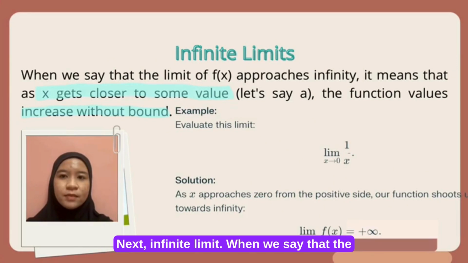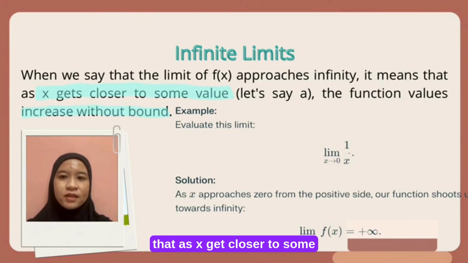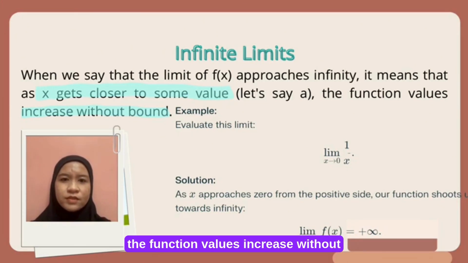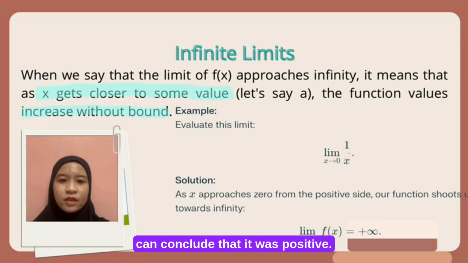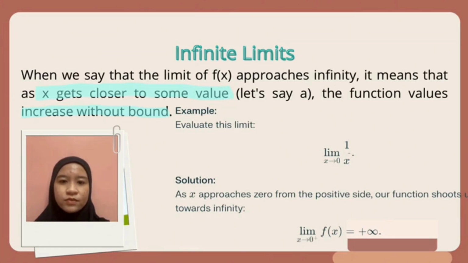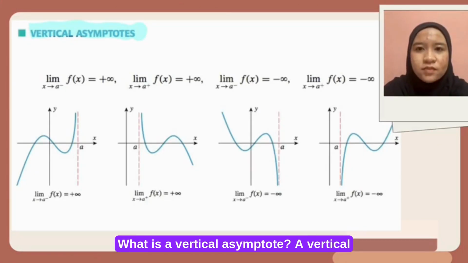Next, infinite limits. When we say that the limit of f(x) approaches infinity, it means that as x gets closer to some value, let's say a, the function values increase without bound. So let's move to the question. When we try to evaluate this equation as x approaches 0 from the positive side, we can conclude that it is positive. What is a vertical asymptote?